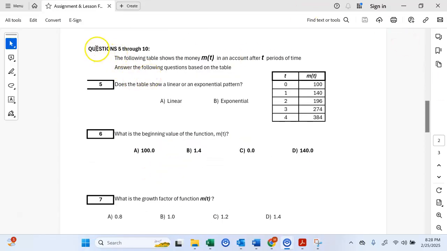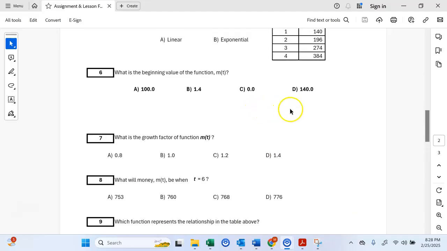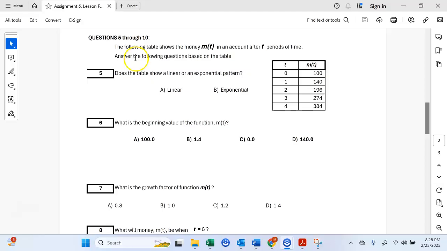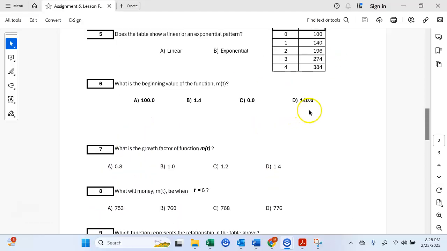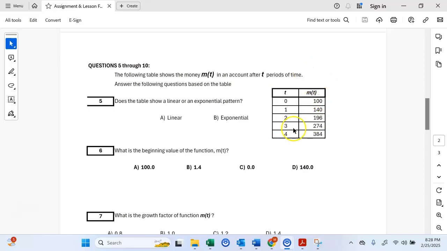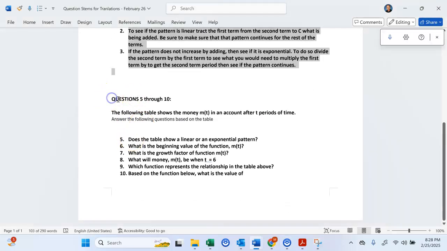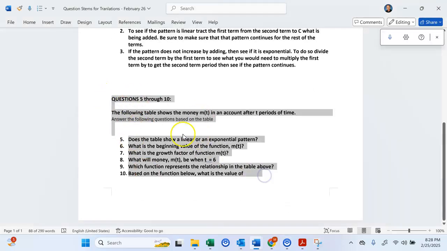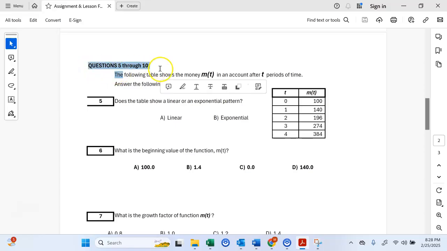Okay, so the next question you see is questions 5 through 10, where you're going to get this table. All questions, all 5 through 10, are based upon this table right here. So let's make sure that you understand that. Please read this right here. You can also read the question stems, okay? So this is questions 5 through 10.